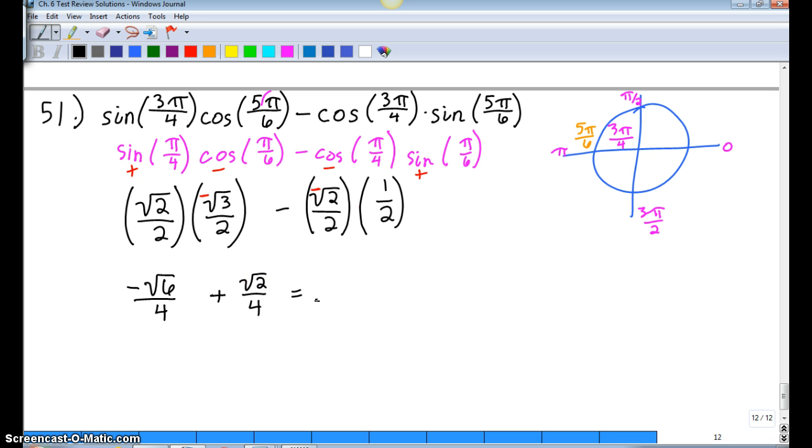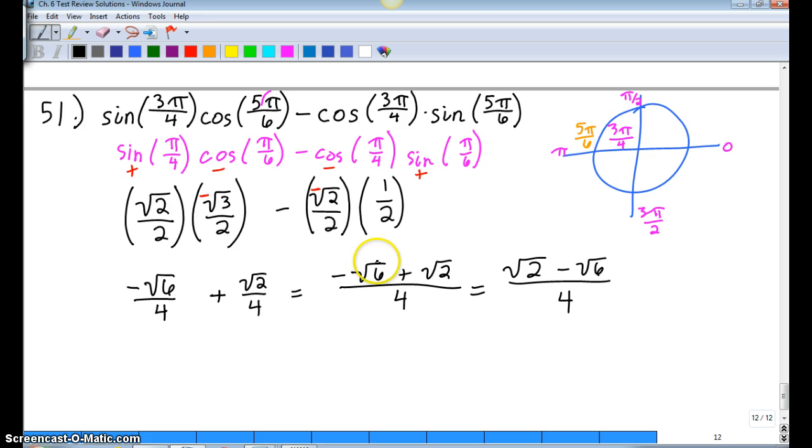Now your answer technically is done at this point, but again, we want one fraction, and we already have a common denominator of 4. So we can just combine negative square root 6 plus square root 2 all over 4. A lot of times we don't lead with a negative coefficient, so you may see that rewritten as the square root 2 minus the square root of 6 all over 4.